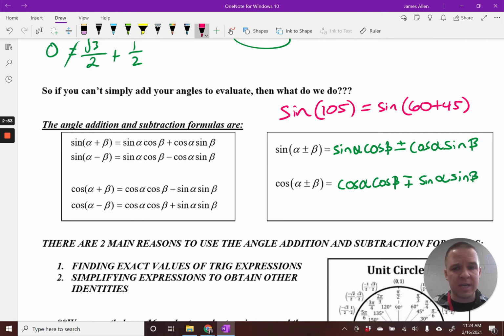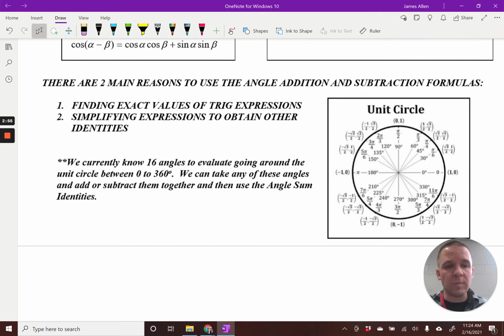We're going to do a couple examples here, but definitely either have your unit circle in your head, or be ready to work with your special right triangles in your head. We're going to be doing a lot of evaluating in each formula, okay? So finding exact values of the trig functions, and we're also going to simplify expressions to obtain other identities. It's going to be awesome.